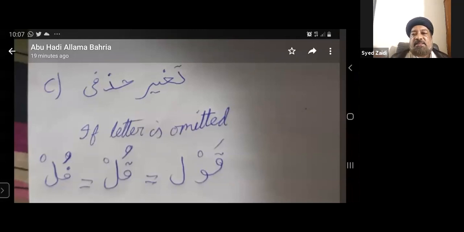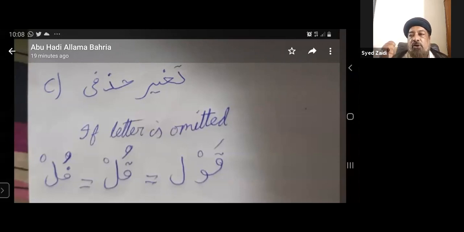In this example, we're not going back to refer to the original word. As you can see, the original word was qawl, but we're not saying, for example, fa'al. We're not saying fa'al because the letter is omitted. If there is an omission, then the rule says that there's a formula for it.